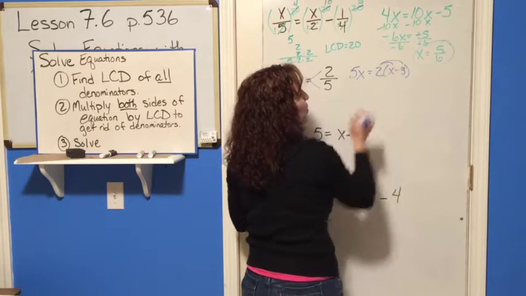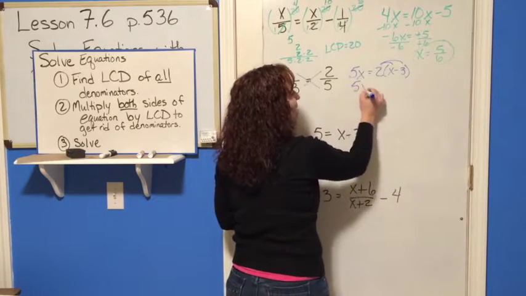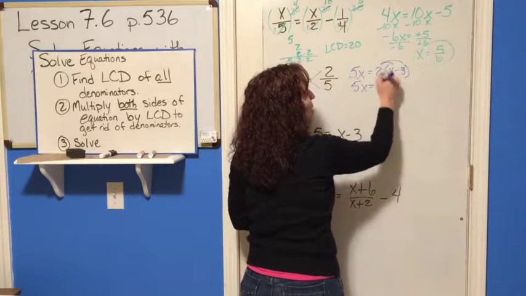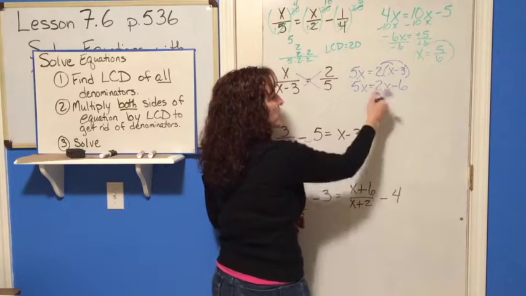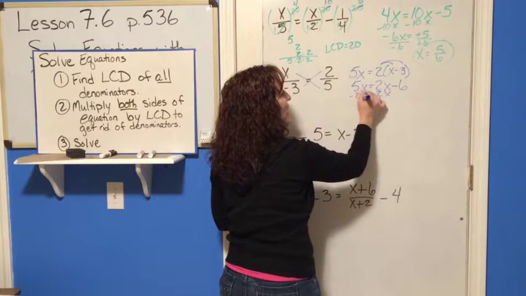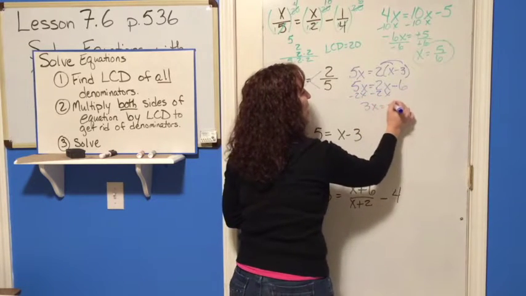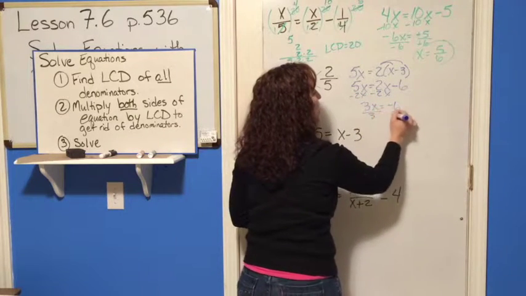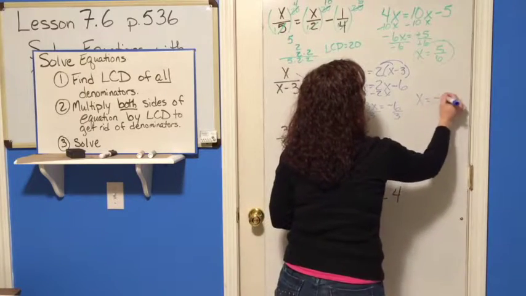Make sure you take your 2 all the way through. So 5x equals 2x minus 2 times 3 is 6. So subtract your 2x from both sides. 3x equals negative 6. Divide by 3. So x equals negative 2.